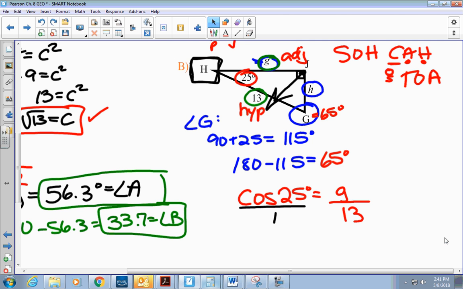Ash, welcome back. When we have 2 fractions, we are going to cross multiply the heck out of them. We actually love to do that.